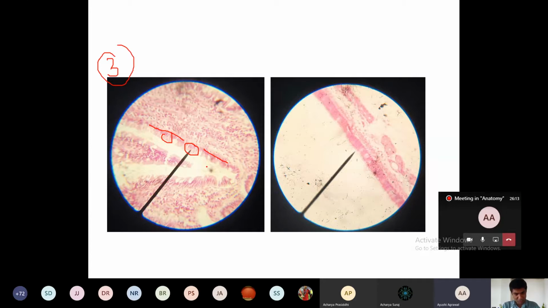Transitional. No, it is not transitional, because see, it is lining the GIT. It is the epithelium lining the GIT. So this is the simple columnar epithelium. Okay, simple columnar epithelium. Now onward, everybody do not forget it.